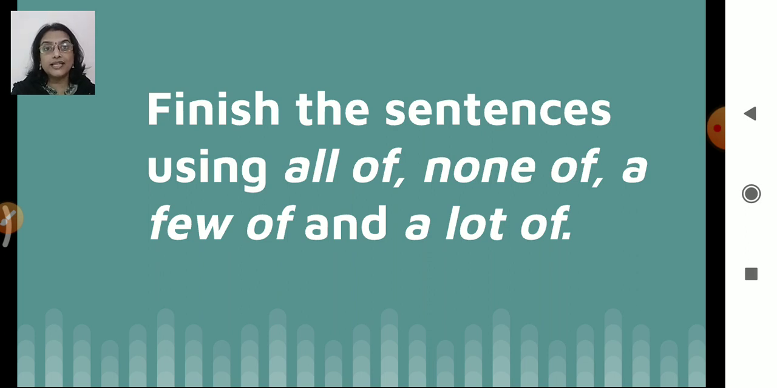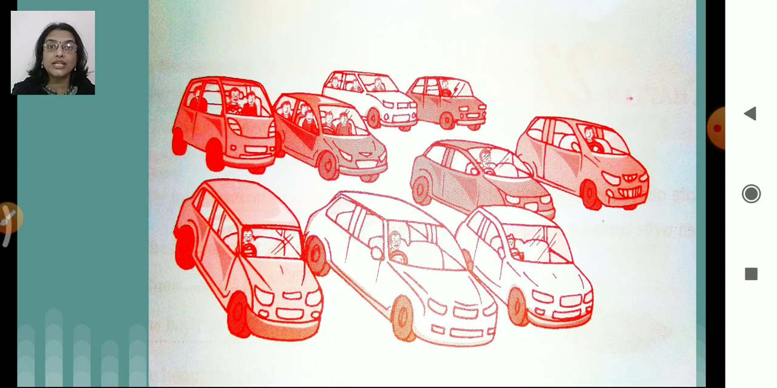Now one more question is there. Finish the sentences using all of, none of, a few of, and a lot of. Okay, so we have to use all these things. Either we have to use all of, none of, a few of, or a lot of. Now again we have a picture there. Can you see in your book also? The same picture you can see there. Yes, cars. We can see the cars. Are they countable or uncountable? Countable, isn't it?